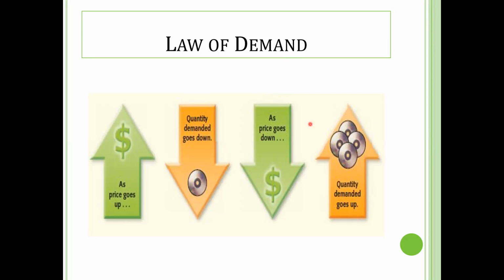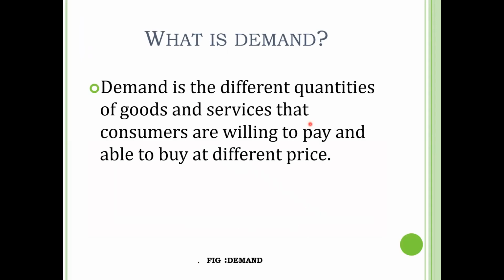What does economics say? What is demand? In economics, demand covers two criteria. One is when you have the willingness to pay, and able to buy, that means the ability to buy at different prices, which means when you have the willingness or desire to consume that product.